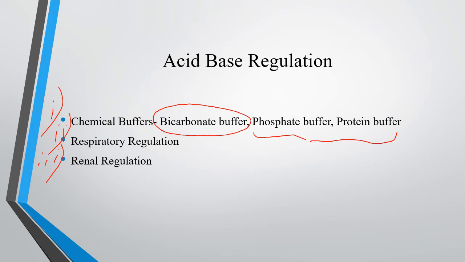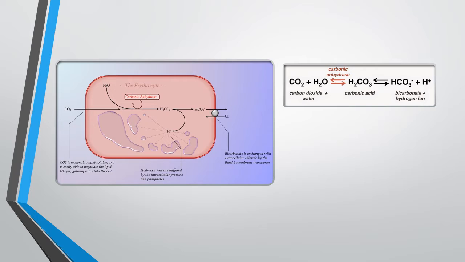I'll first explain the chemical buffers before going on to respiratory and renal regulation. First, let's start with the bicarbonate buffer system. Firstly, I want you to know what a buffer is. A buffer is any solution that resists a change in pH. That is, any change in H plus concentration, the buffer resists this change.